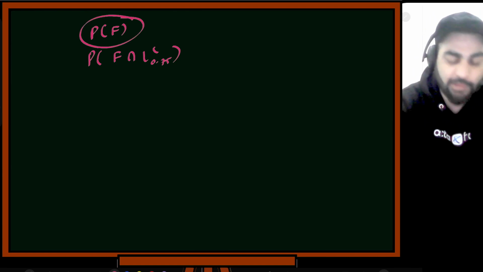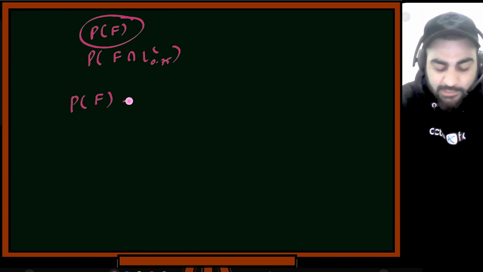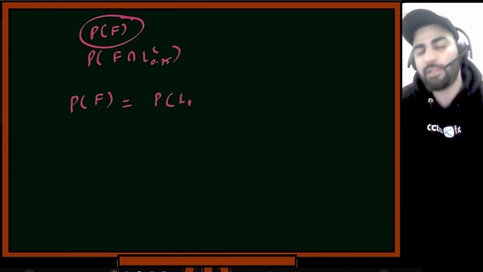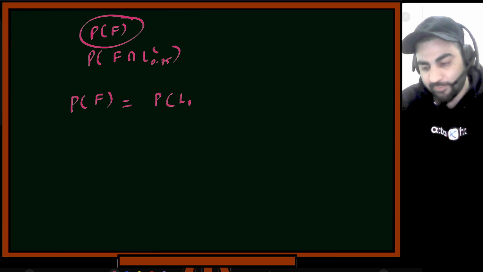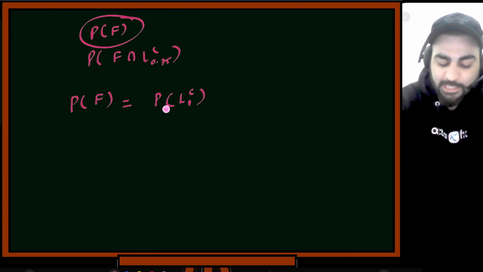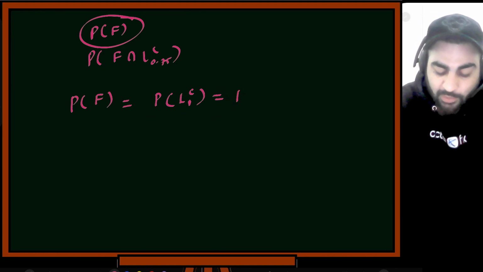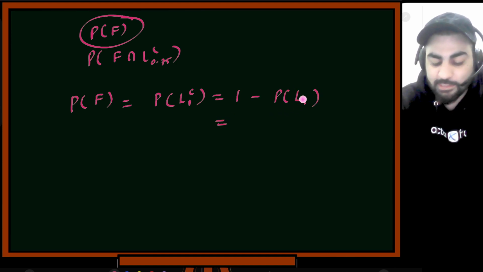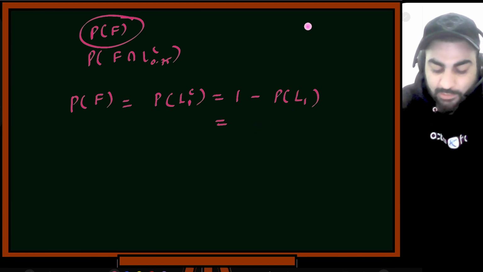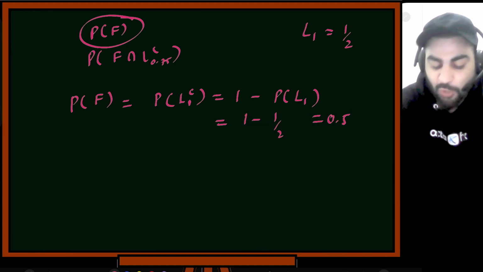Now, if I have to compute the probability of F, how will I compute it? Probability of F means the student will utilize the full hour. L of 1 means the probability that the student will finish within 1 hour, that is, less than 1 hour. Taking its complement says that the student will fully utilize the 1 hour. So this is equal to 1 minus the probability of L1. The probability given is that L1 is x by 2, that is 1 by 2. So this is 1 minus 1 by 2, which is 0.5. How many of you understood this?